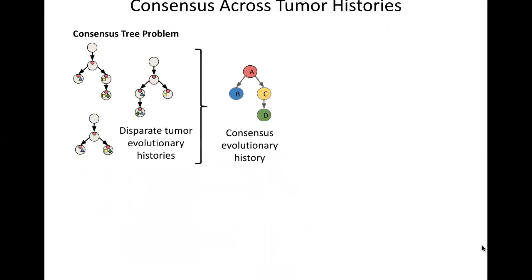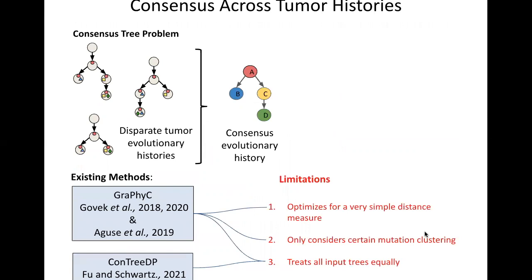There are several existing methods that have been working on this problem, and they have certain limitations. For example, a previous method by our group is called GraPhyC. It's a graph-based method that aims to find a tree that minimizes the total distance from the consensus tree to all the input trees using a simple distance measure called parent-child distance, which only captures relationships between parent and child mutation pairs. There's also CountDP, which took a different track and wasn't distance-based.